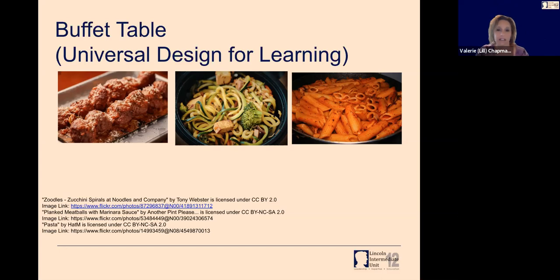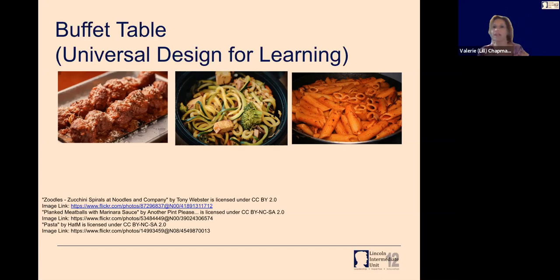It looks like the pasta dish, for example, on the right, and the zoodles in the middle, they do not have cheese. So again, universal design for learning is about planning in advance. Before you even have the dinner party, before you have instruction, you're giving them options that are going to meet all their needs. So think of it as a buffet.